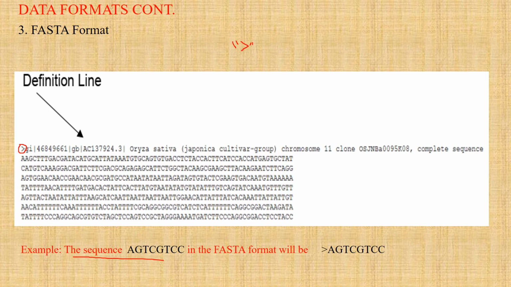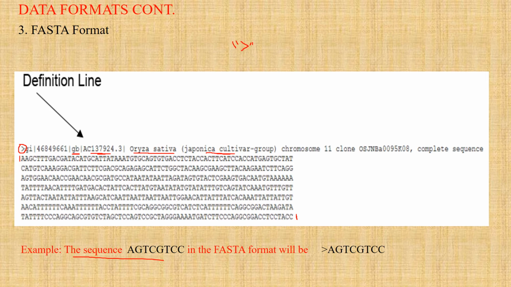Now, when you look at this sequence, you see that there is some additional information here, because the sequence actually starts from here and ends here. But now you have some other information. You have this GB, which tells you that this sequence was downloaded from GenBank, and then they give you the accession number. The organism or origin of this sequence is Oryza sativa. And this is the research group that worked on and came out with this sequence.